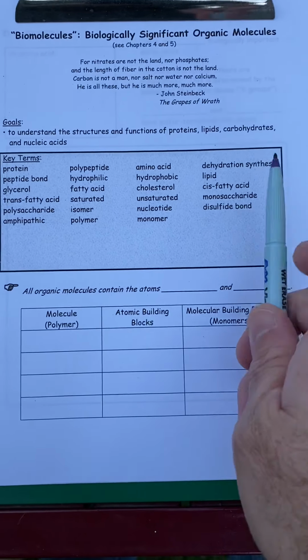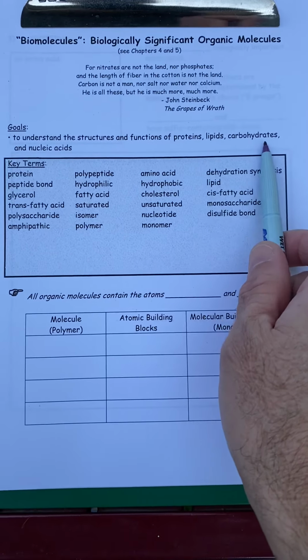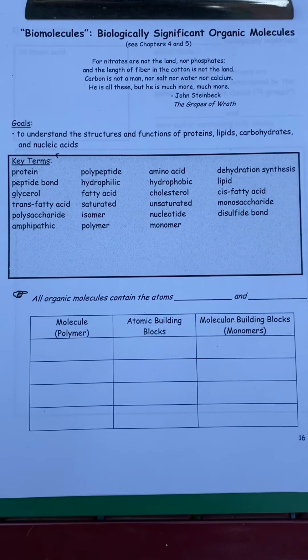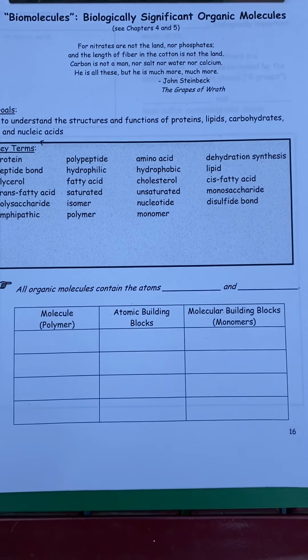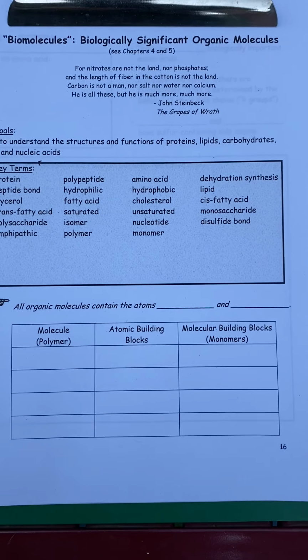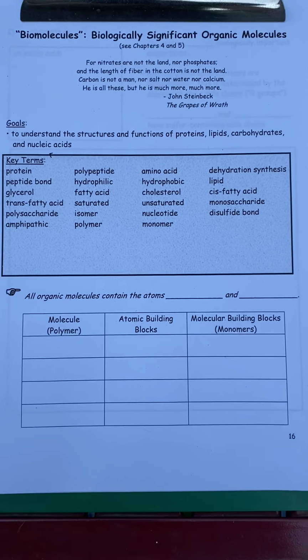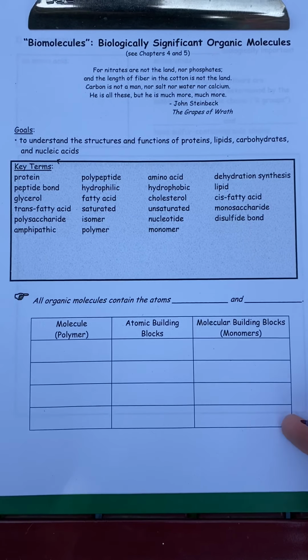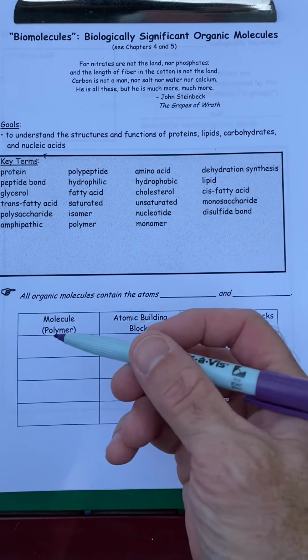We're going to be talking about things like proteins, lipids, carbohydrates, nucleic acids. All of these are examples of large, fairly complicated organic molecules. So to make sense out of this, let's first define what we mean when we say organic molecules.